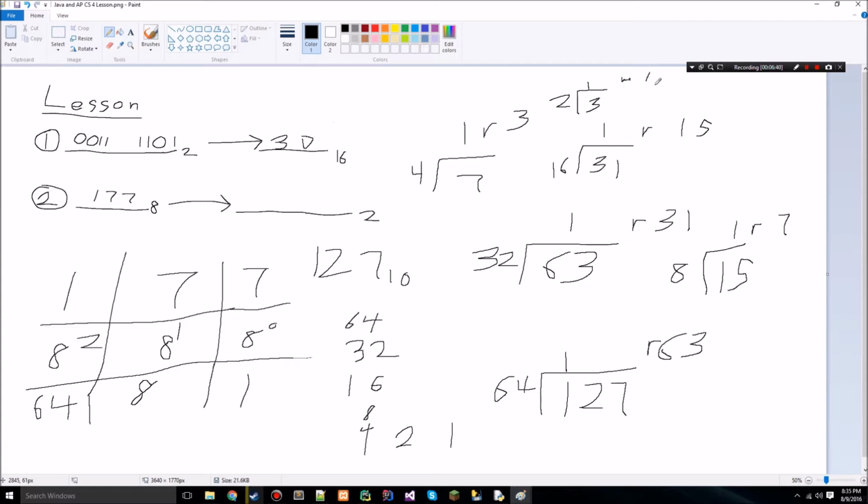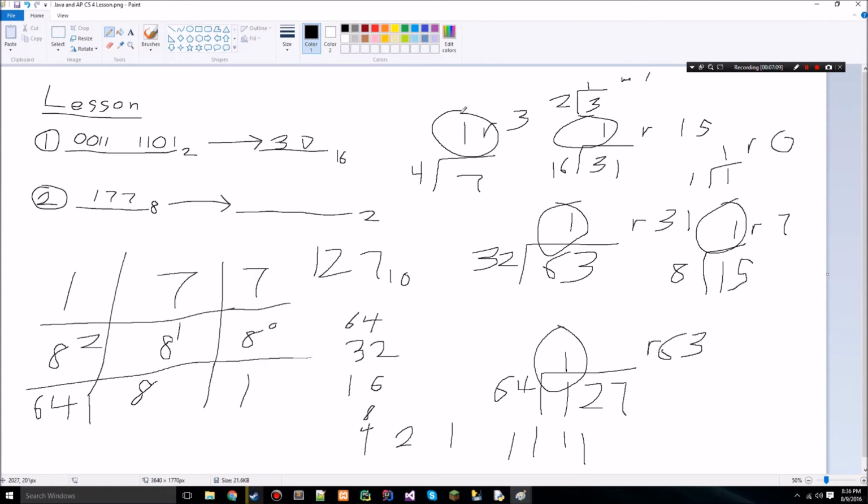1 divided by 1 gives us 1 remainder 0. Okay, so let's collect all our terms. So we got 1, 1, 1, so this one, this one, this one, this one, and this one, and this one, so that is 1, 2, 3, 4, 5, 6, 7, 7 ones.